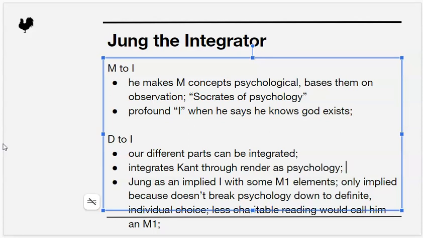So it's a profound I statement, for example, when he says he knows God exists. He is taking what would classically be viewed as an M1 or M2 concept, and he's making it an I concept. He's saying philosophically, when he says that he knows God exists, he says philosophically, I don't know. That's not within my field as a psychologist.